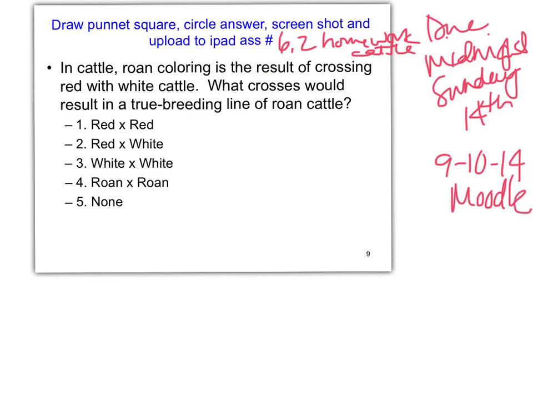Please do this Punnett square. Show your work. Please, please, please, please. And then pick your answer. Screenshot, upload, get your points.